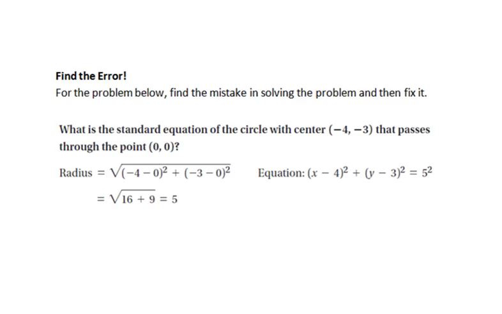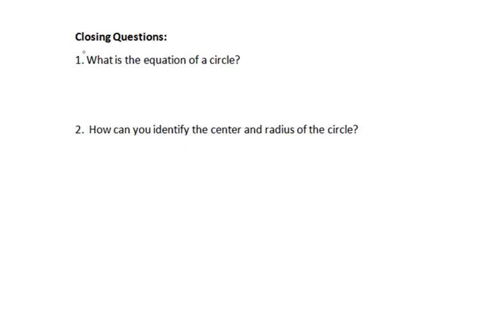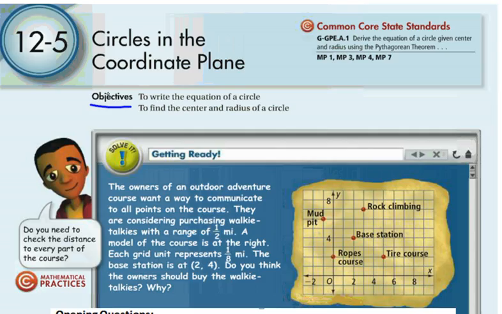All right, there's an error analysis, I believe, for you to work on. Try to figure that one out and answer the 2 closing questions. What is the equation of a circle, and how can you identify the center and radius of a circle? And make sure you reflect on the 2 goals, which we talked about at the beginning, to write an equation of a circle and to find the center and the radius of a circle. Have a good one.